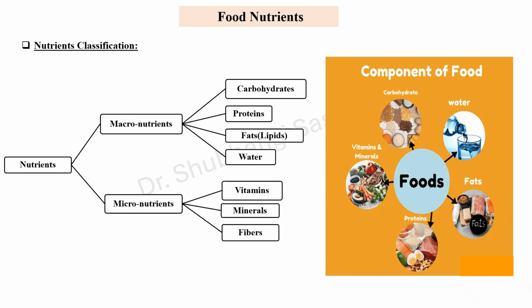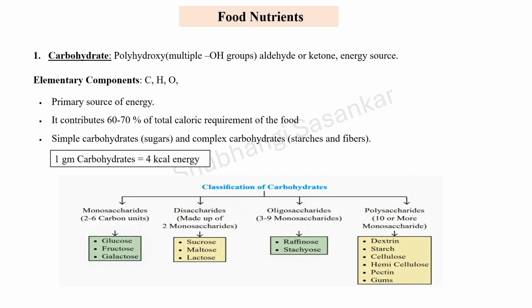Now let us discuss the first macronutrient, that is carbohydrate. Carbohydrates are the primary source of energy for our body. Chemically, carbohydrate is a polyhydroxyaldehyde or ketone, or compounds that yield these upon hydrolysis. Carbohydrates are made up of carbon, hydrogen, oxygen. They contribute approximately 60 to 70% of our daily calorie requirement. 1 gram of carbohydrate provides 4 kilocalories of energy.